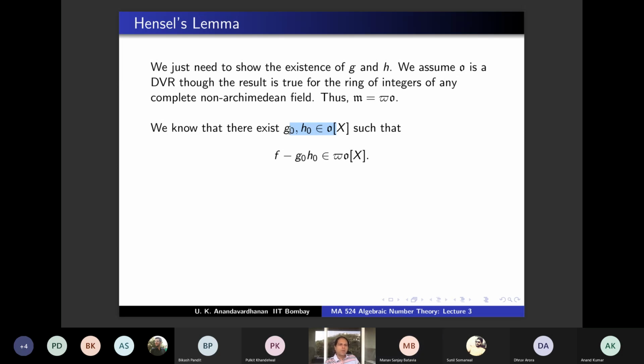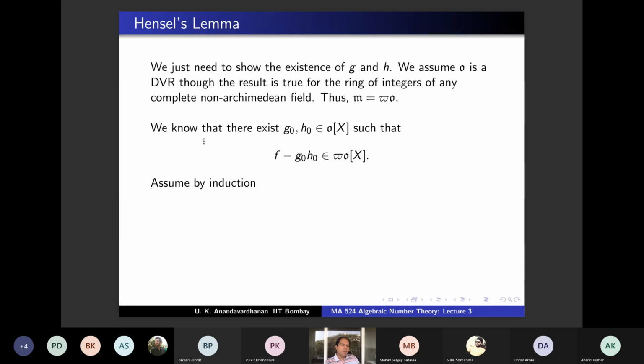Therefore, F minus G naught H naught is 0 in that quotient ring, so it is in pi OX. This will be a polynomial with coefficients in m, so that when you reduce mod m, f bar becomes g naught h naught. This is what is given to you, and the proof is by induction.